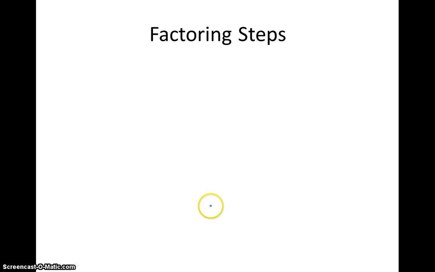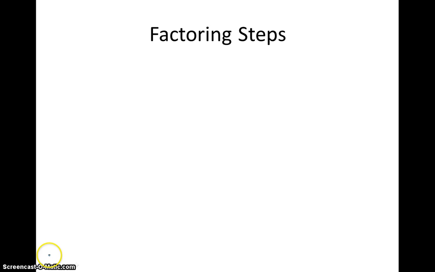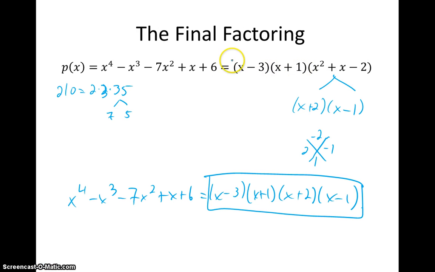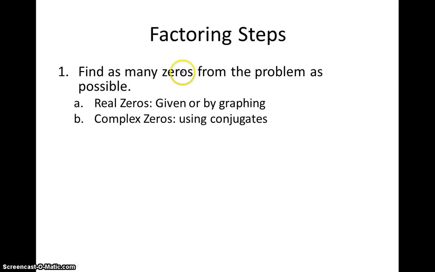Now, there is a method to doing this. So every time that you do these problems, you'll notice that it's going to work out the same way. The first thing you do is find as many zeros from the problem as possible. So in this problem, they told us 3 and -1 are zeros. So if they tell you that 3 and -1 are zeros, then we can get the first two factors. So you want to write out as many factors as you can, because if you can find as many zeros as you can to start, you already have a couple factors.